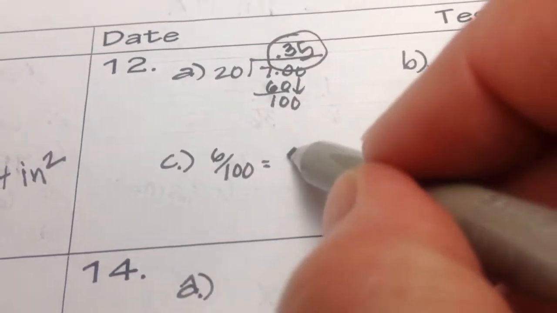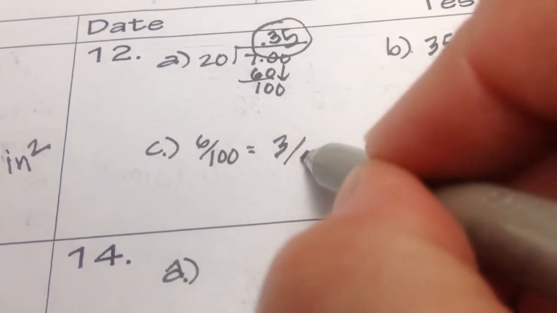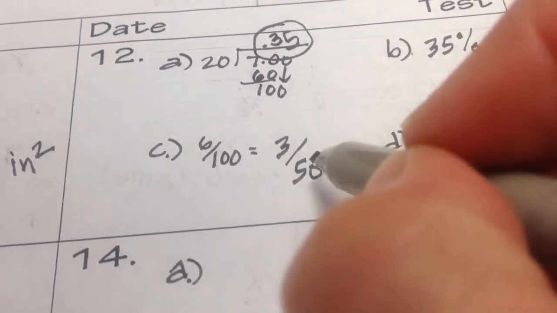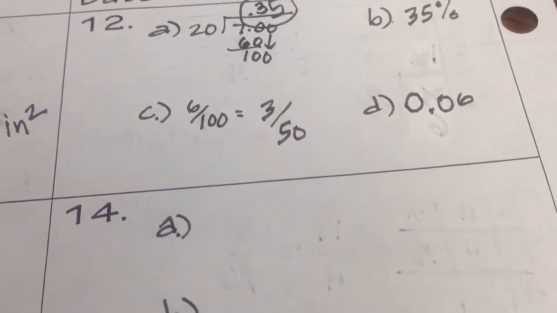All right, this is my fraction, but I can reduce that. 2 can go into 6 3 times. 2 can go into 100 50 times. I can't reduce it any farther, so that is my fraction.